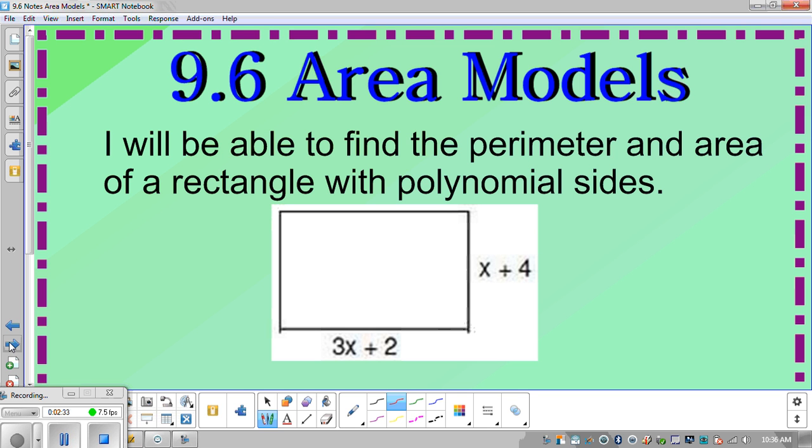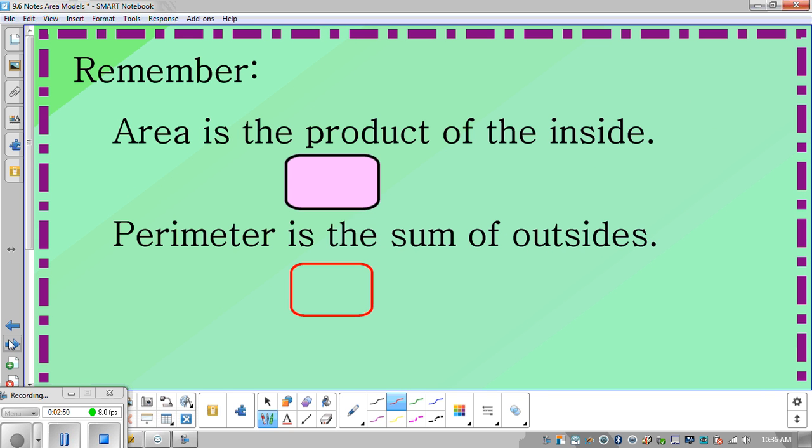You will see the perimeter can be found by adding all 4 sides. We know that the length is 3x plus 2, and the height or the width is x plus 4. In a moment, we will get started practicing how to find the perimeter and area of an example just like that. First thing you do need to remember is that the area is the product of the inside. So notice I shaded the inside. So when we find the area, we are talking about the product inside.